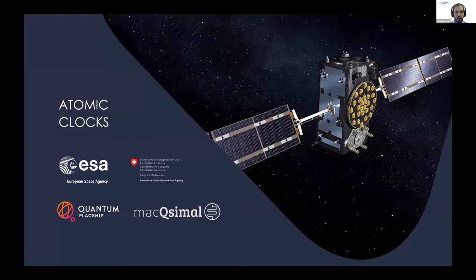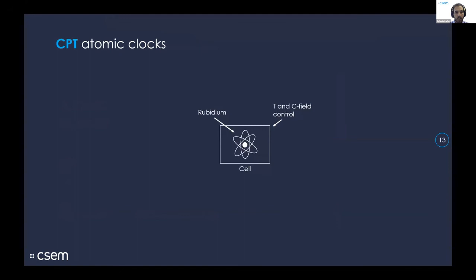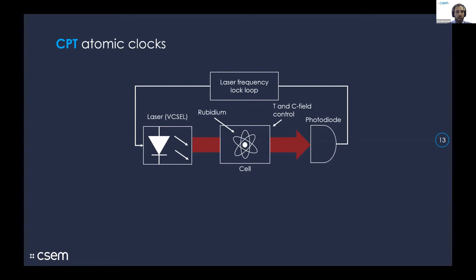So how does an atomic clock, in the way we build it, work? Well, we start with an atomic vapor cell filled with rubidium. We put it in a thermally controlled and magnetically controlled environment. We shine a laser through this cell. We detect the light coming out of it with a photodiode. Then we lock the laser frequency to the atomic absorption of the cell. So this is just to control the laser frequency.